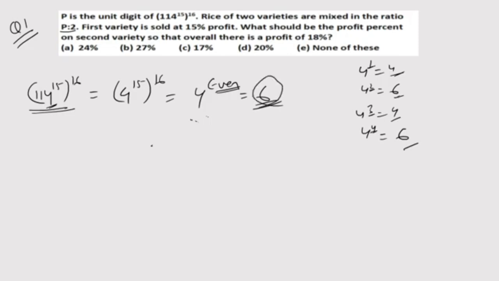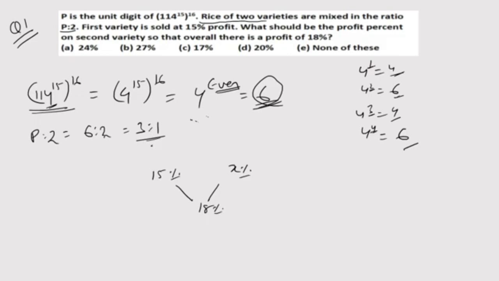Now I got p to 2 equal to 6 to 2, or 3 is to 1. The question says rice of two varieties are mixed in the ratio p is to 2. First variety is sold at 15% profit. What should be the percentage profit on the second variety? Let's say x percentage profit in the second variety, so that overall there is a profit of 18%. Now percentage is common in all three.